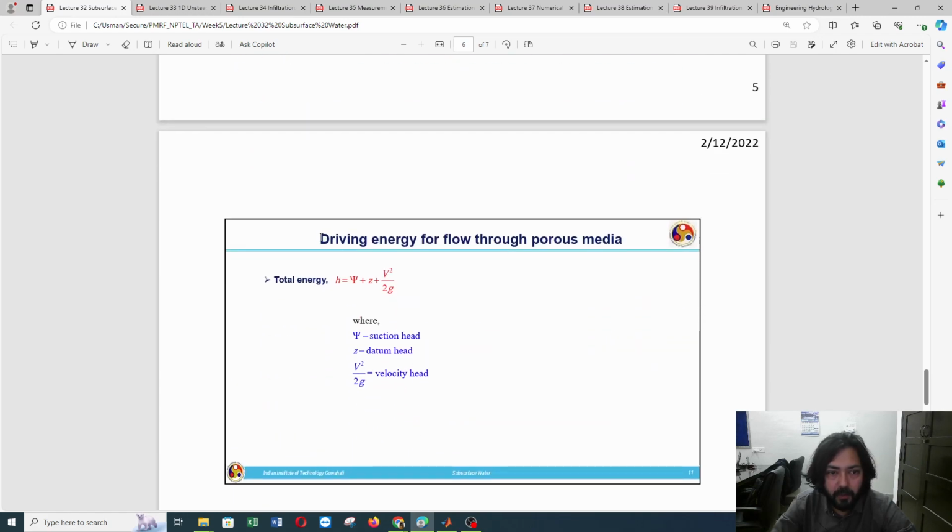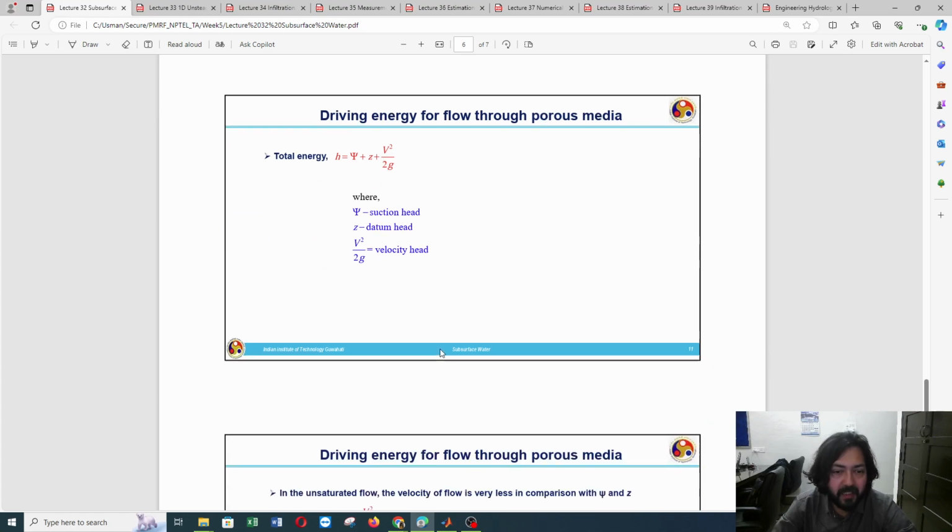Another thing to remember is the energy for flow through porous media, the total energy available in soil moisture. This we have studied in fluid mechanics class also. The total energy is divided into three heads: suction head, datum head and kinetic head. But in unsaturated flow the velocity is very slow, very less, so we can neglect this term. The only thing left is psi plus z, that is suction head plus datum head. So the total energy is nothing but the sum of suction head plus datum head.